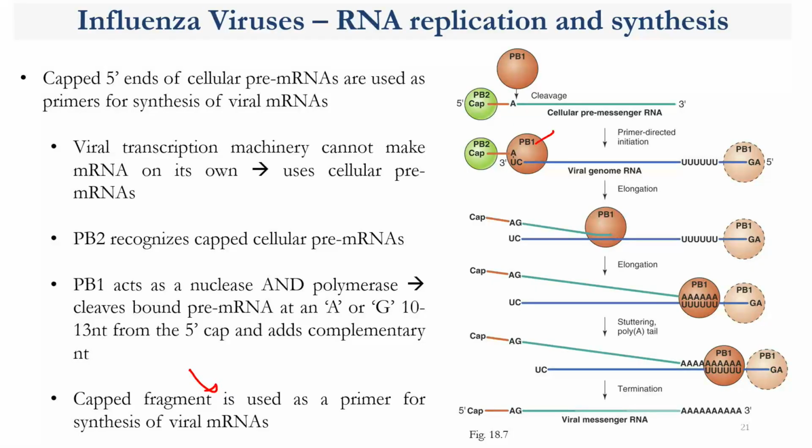So here's your PB1. PB2 is holding the cap from a cellular pre-mRNA, and PB1 will now basically continue on with elongation. Okay? With me so far? Yes or no?